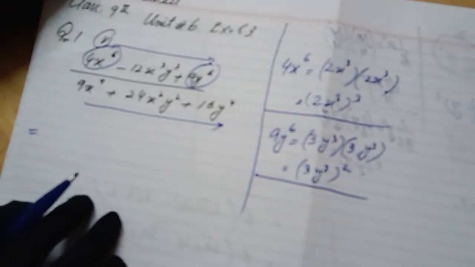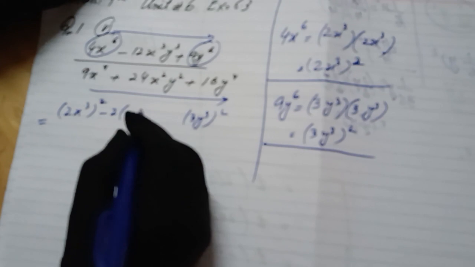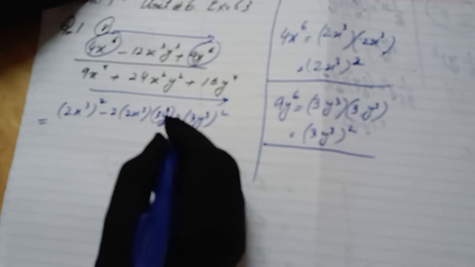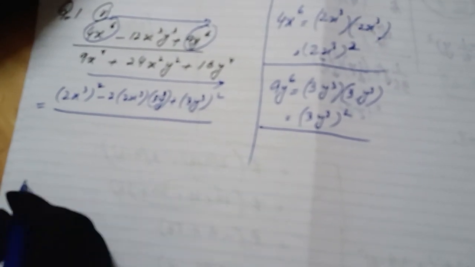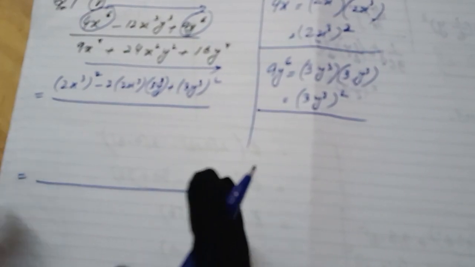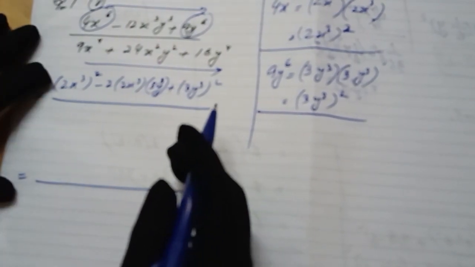So our numerator is complete. First term is (2x^3)^2, and last term is (3y^3)^2, minus 2 times the first term and the last term. After that, we will solve the numerator first and the denominator later, so you can focus on one expression and solve it completely till the last. This is my suggestion only. You can do both simultaneously also.